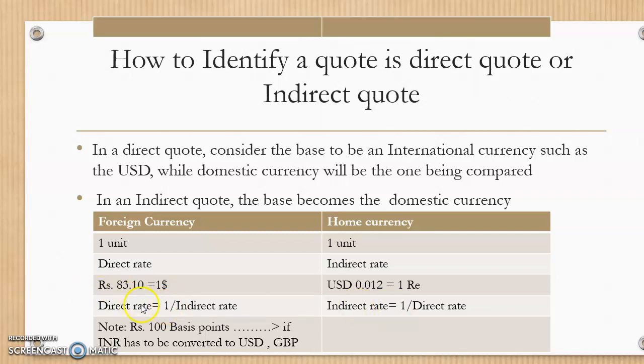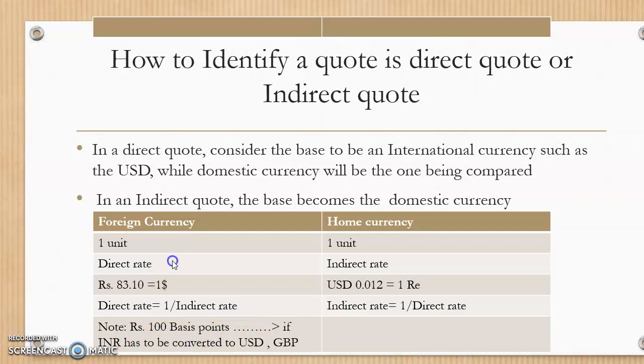To convert the direct rate, we apply the formula 1 divided by indirect rate. And to convert the indirect rate, we use the formula 1 divided by direct rate. If we have to convert the direct rate to indirect rate, or the indirect rate to the direct rate, always remember that rupees 100 will be used as a basis point if INR has to be converted to USD or GBP.